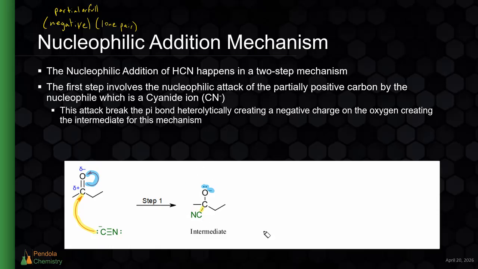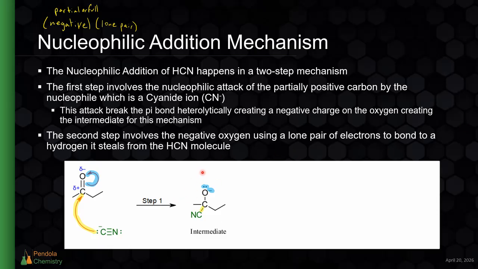That intermediate is very reactive because of the negative charge on the oxygen. And then what's going to happen is that if there's another hydrogen cyanide molecule floating around, the negative oxygen is going to want to get rid of that negative charge. And so it's going to use its lone pair of electrons that it just gained from the pi bond breaking in order to attack a hydrogen in the hydrogen cyanide molecule.